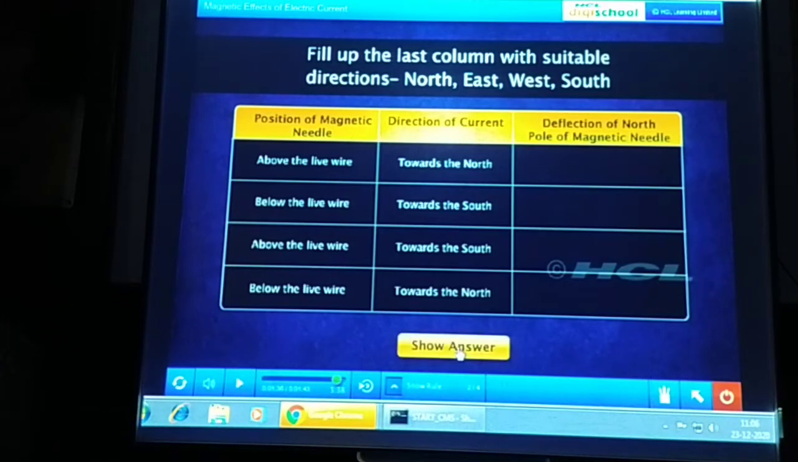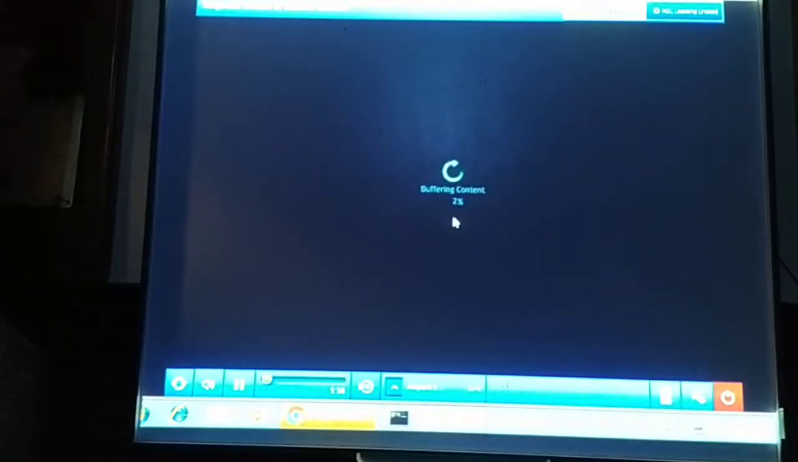Fill up the columns with suitable direction: north, east, west, south. Above the live wire or toward the live wire. Deflection है इसकी देखना सारी. Above the live wire or toward the north, east. Let's see.